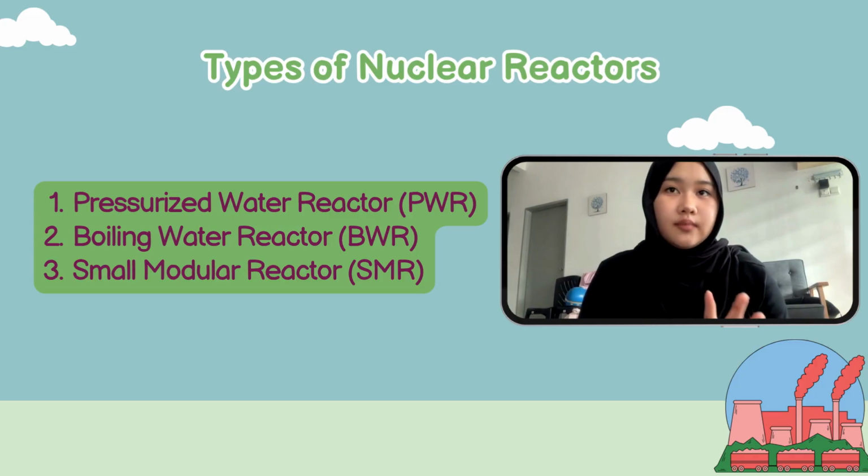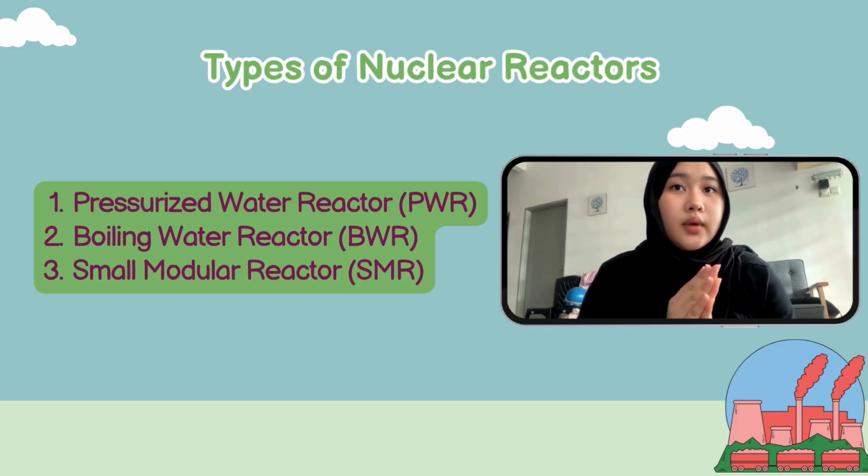There are three types of nuclear reactors. The first one is the pressurized water reactor, or PWR. In this reactor, water is kept under high pressure so it does not boil. The heat is transferred to another system to produce steam. PWRs are widely used because they are safe and reliable.